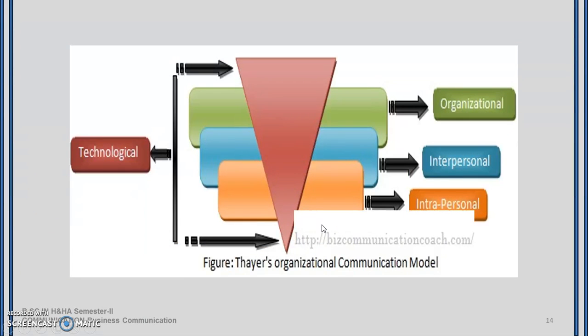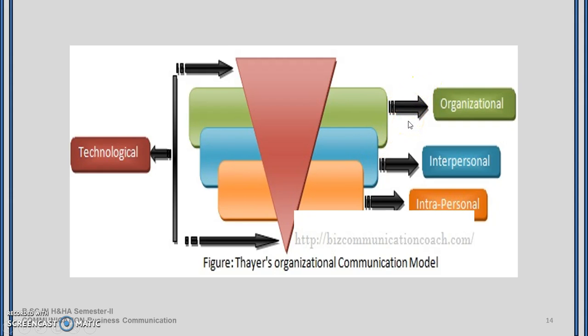Next model is Thayer's organizational communication model. This model talks about the various factors or elements which might create noise as far as communication is concerned. You can see 1, 2, 3: organization where communication takes place. People are interacting, so interpersonal communication takes place, and then there is an individual who is a social animal. He is having certain psychology, background, education, cultural status, social status, intrapersonal. These are the three elements which are responsible for generating communication the way it is generated in an organization.